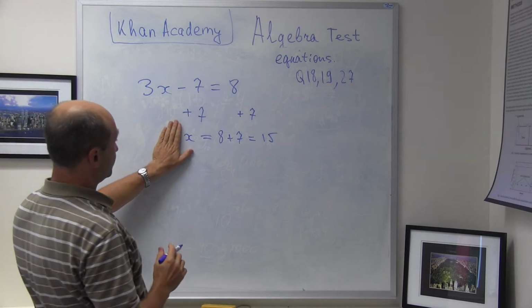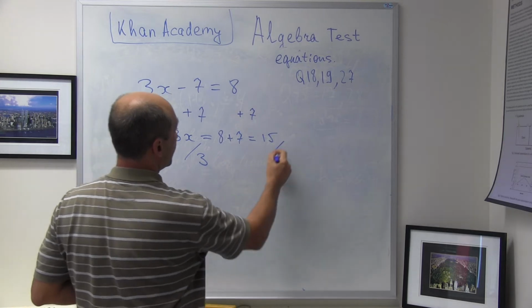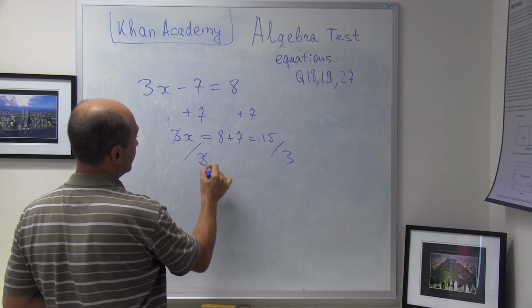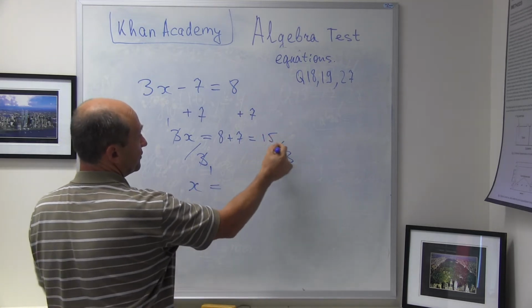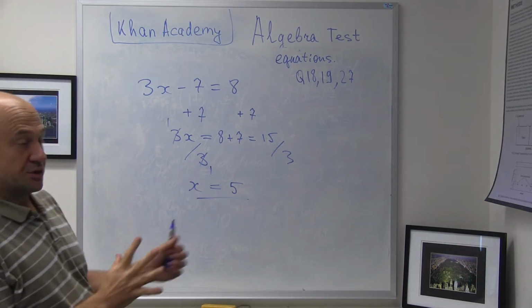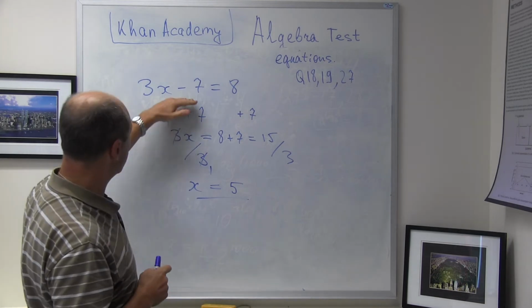Next step is to get rid of this 3. How can we do it? We divide both parts by 3. This way this cancels, and we have x, and here we've got 15 divided by 3, which is 5, which is a solution to this equation. We found a simple solution to a simple equation.